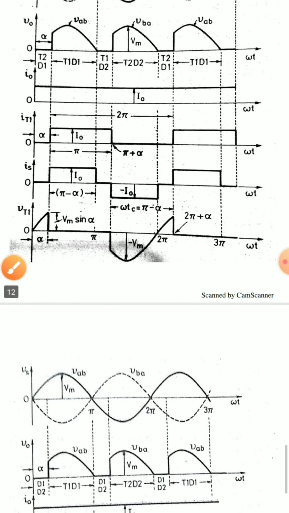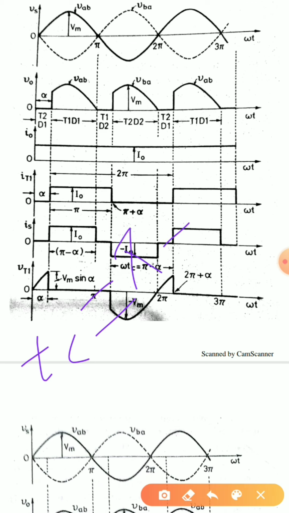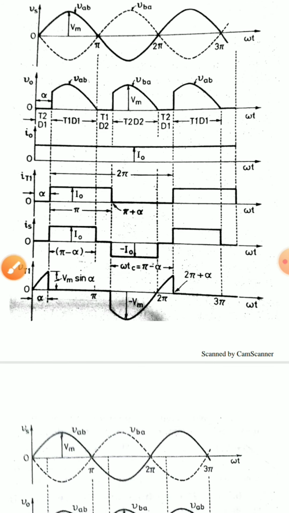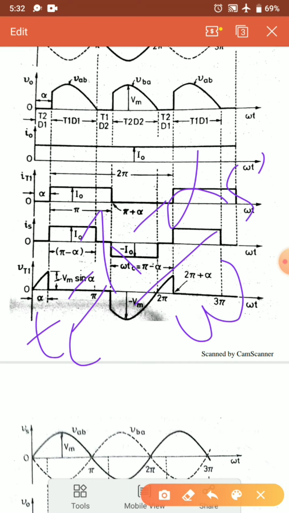All the other waveforms that I am getting are almost similar for a symmetrical and an asymmetrical semiconverter. For both of these, the circuit turn-off time turns out to be pi minus alpha by omega. So what we have seen today is that in all the circuits that we have discussed, the circuit turn-off time is pi minus alpha by omega seconds.